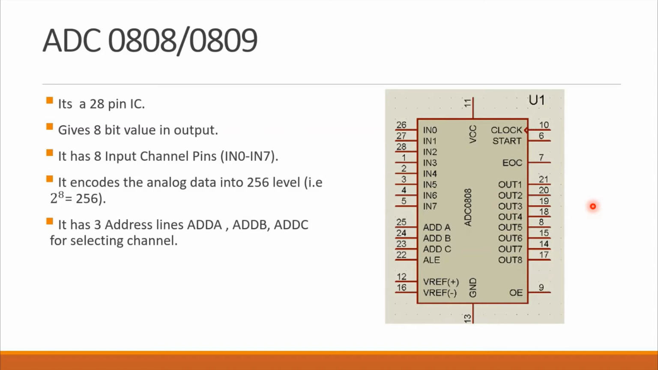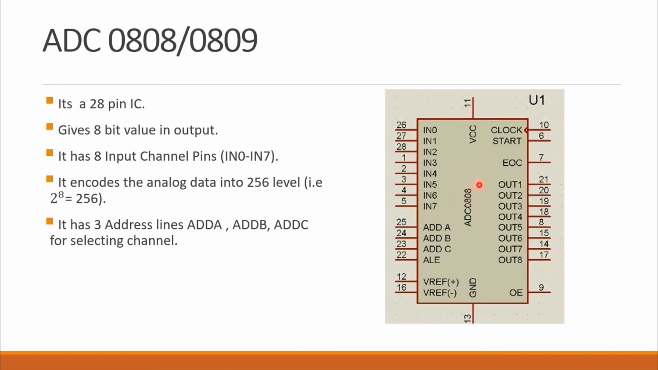Is that clear? Okay, once again we'll revise it. First, connect your analog sensors to these channels. With the combination of these 3 address lines, select which channel has to be processed first. Suppose we have selected channel 0. That channel 0 will be taken in. Now, to start off the conversion process, you have to give a low to high pulse to the start of conversion pin. This is given by the microcontroller. Then it will start the conversion process.